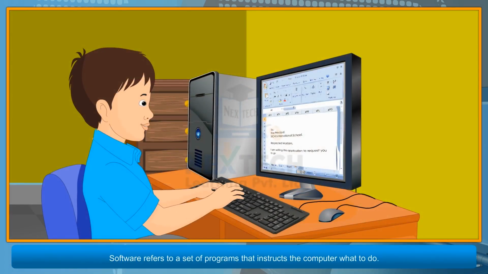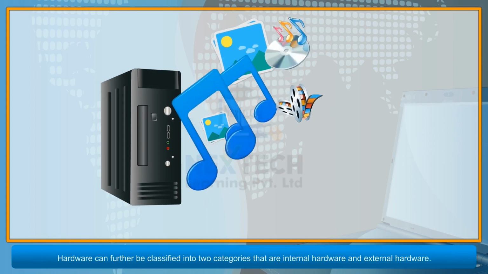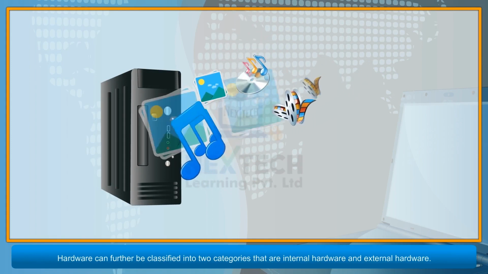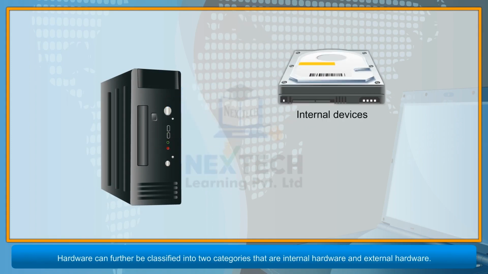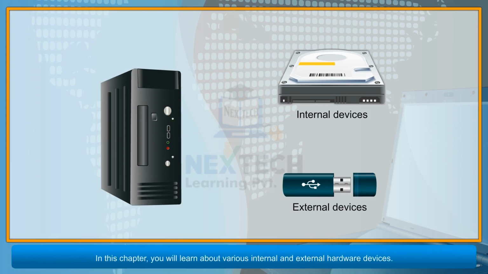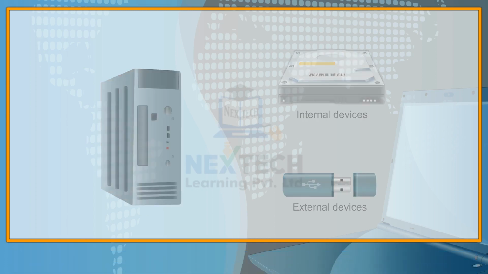Software refers to a set of programs that instructs the computer what to do. Hardware requires software for its functioning and vice versa. Hence, these two components are interdependent. Hardware can further be classified into two categories, that are internal hardware and external hardware. In this chapter, you will learn about various internal and external hardware devices.